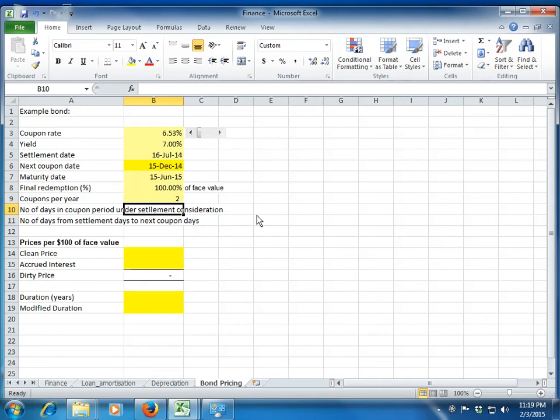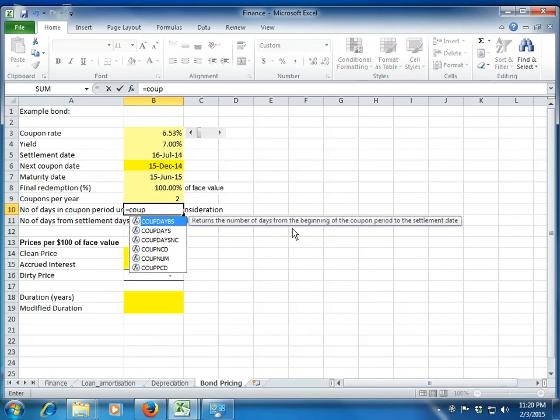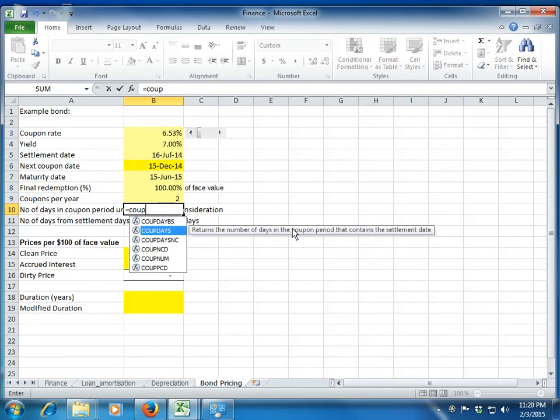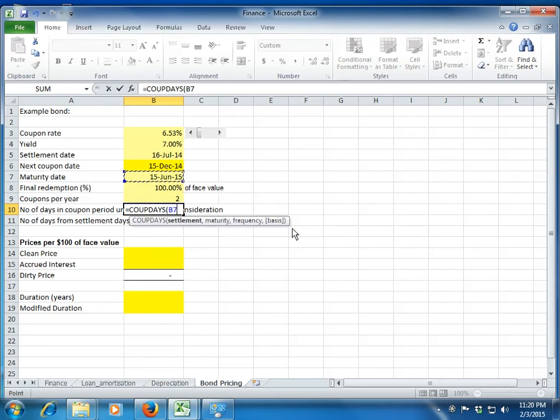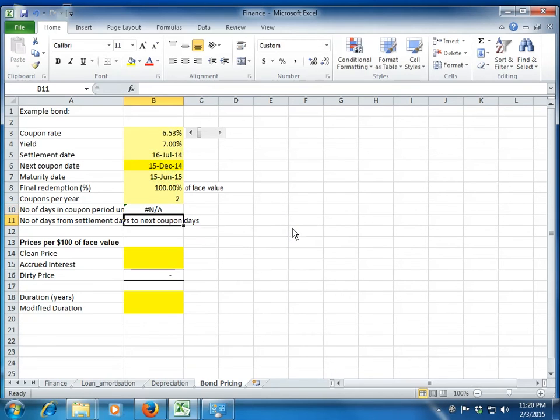Fine. Similarly, I have a formula to calculate the number of days in the coupon period under settlement consideration, right? So this is my settlement consideration. It will help me calculate the total number of days in this period. Whenever I purchase this bond, in that particular frequency, here it's 6 months, what is the number of days available? So again I say COUP, and I say COUPDAYS. It asks me for various arguments: settlement date, maturity, frequency. I will use semi-annual. Basis is not required, and I close the bracket.